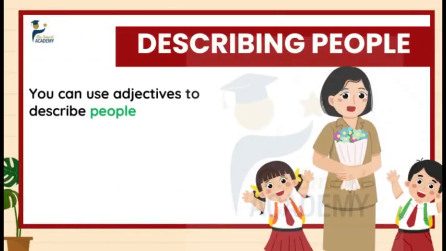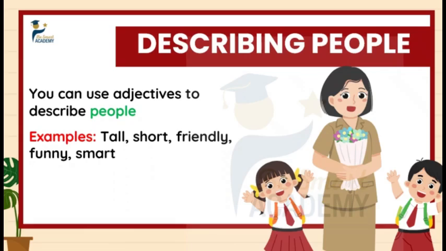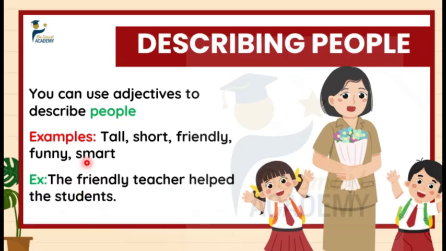You can use adjectives to describe people. For example, I can use words like tall, short, friendly, funny, smart on people, and many, many more. For example, I can say the friendly teacher helped the students. Where is the major noun that I have here? It's the word teacher. What is the additional information on this teacher? That he or she is friendly. Yes. So the friendly teacher helped the students.